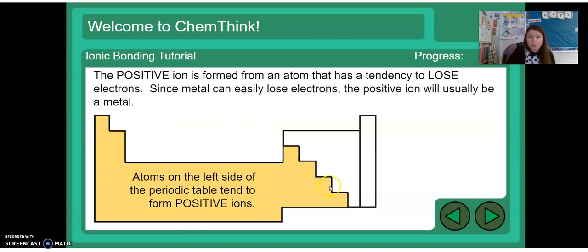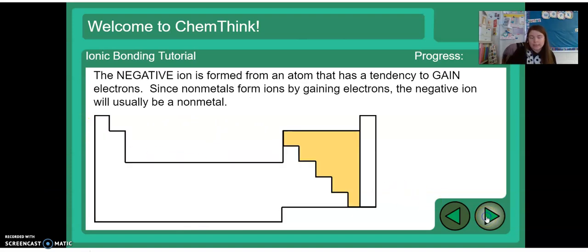And the opposite is true of negative ions, of anions. So anions are going to be formed from an atom that has a tendency to gain electrons or steal them from other atoms. Nonmetals are going to form ions by gaining electrons. And so those negative anions are going to typically be nonmetals.